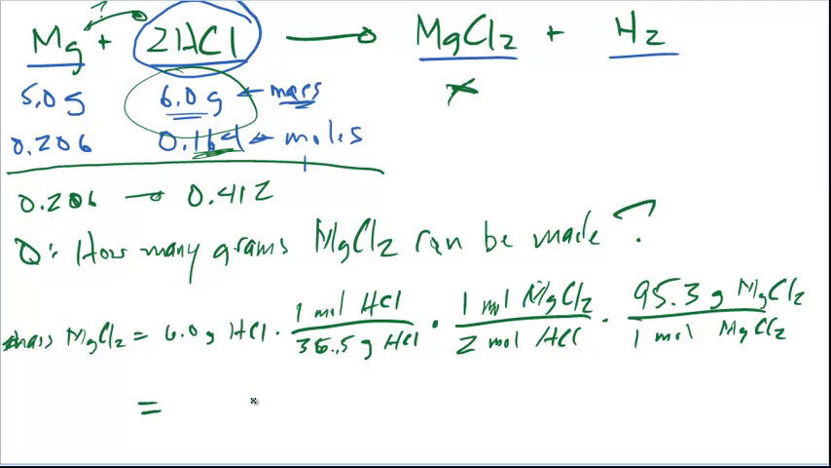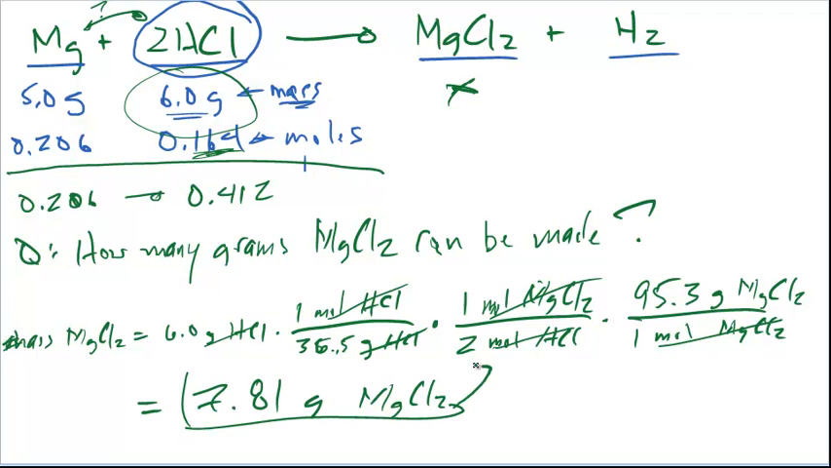And when you multiply all this out, okay, so grams of HCl, moles of HCl, moles of magnesium chloride, grams of magnesium chloride. So good, we've got the units that we want, and it turns out to be 7.81 grams of magnesium chloride. And there we go. So that is the end of part 2. Part 3 is next.